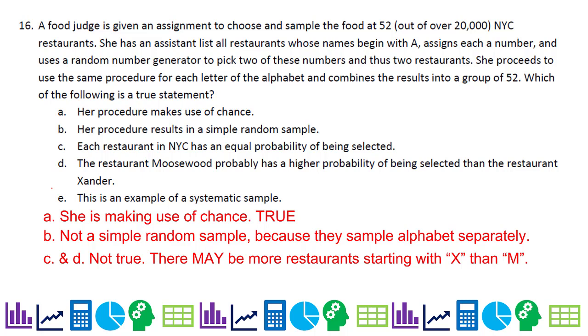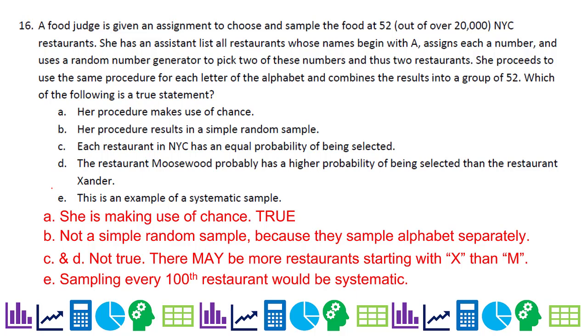E, this is an example of a systematic sample. No, sampling every 100th restaurant, or probably every 400th roughly to get that right, would be systematic. So E is incorrect. The only true statement is A.